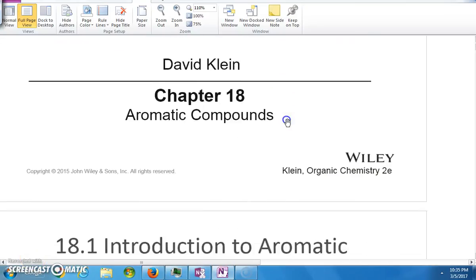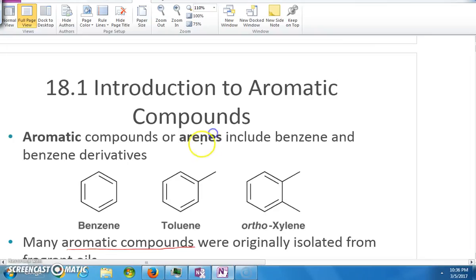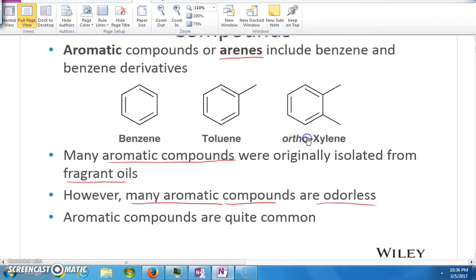So let's start looking at aromatic compounds. Aromatic compounds, as you already know, are otherwise known as arenes, and they include benzene and benzene derivatives.